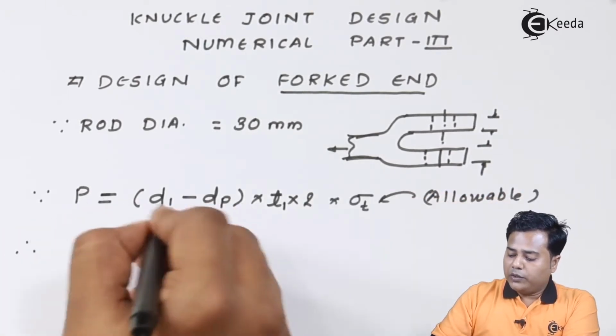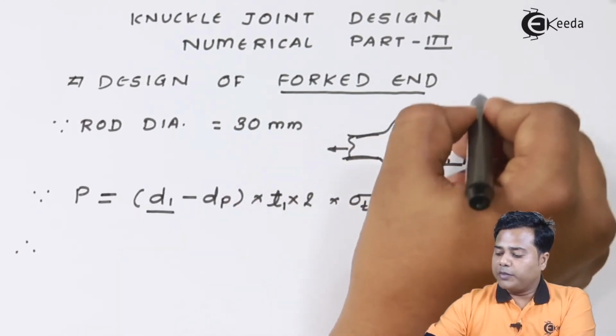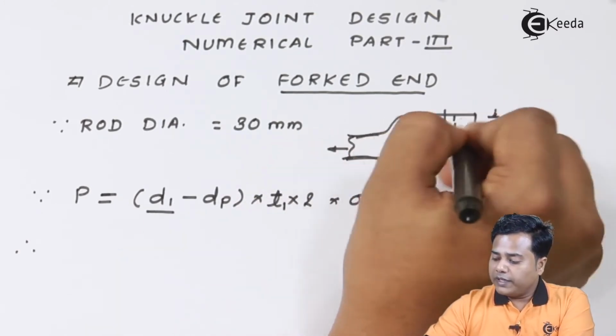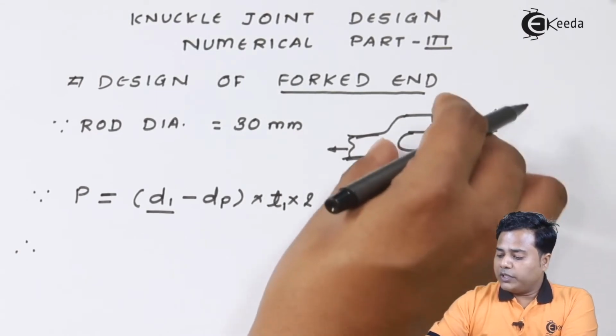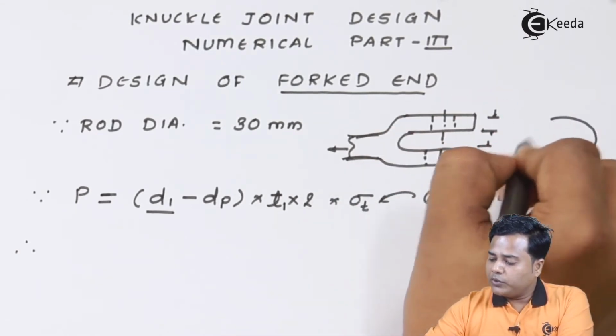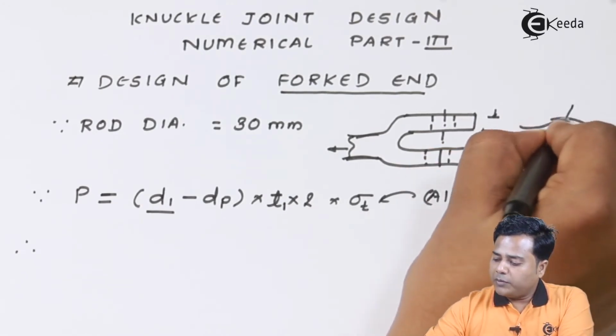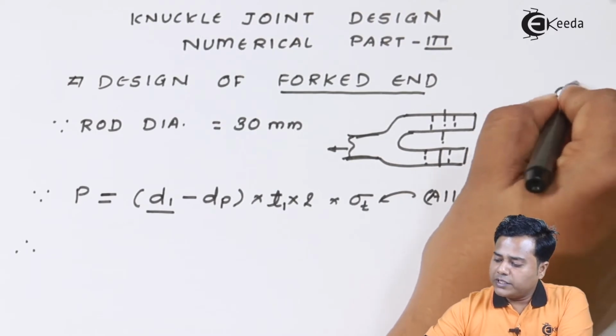We know all the values except this. This is the diameter for the forked end, the outer diameter, which will be this one. If I take a copy of this particular thing, I'll draw it here. This is going to look similar to the eye end. The only thing is they are twice in number. So this outer diameter, which is d1, we are going to figure out.